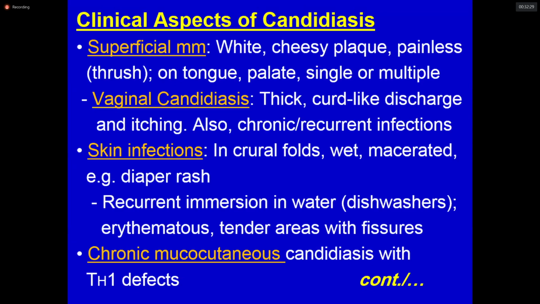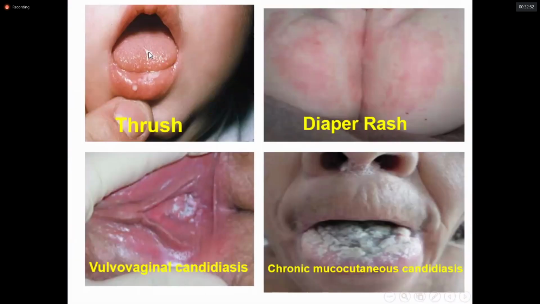Clinical aspects of candidiasis. There can be superficial mucous membrane involvement. You see white, cheesy plaque, painless, which is called oral thrush, on the tongue, on the palate, maybe single, maybe multiple. And you can see this is the thrush. This is the vulvovaginal candidiasis. This is the chronic mucocutaneous candidiasis, which I have just said. This is the diaper rash مع الحفاضات عند الأطفال.